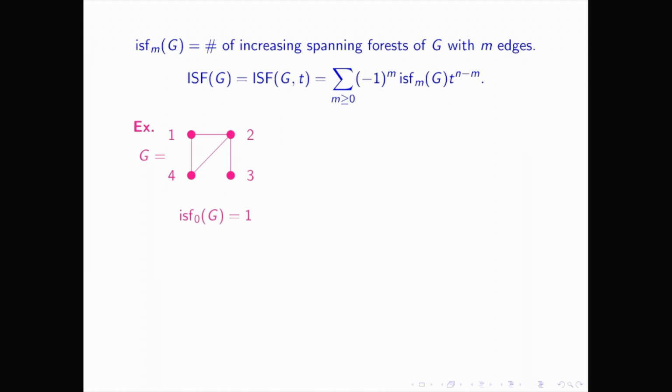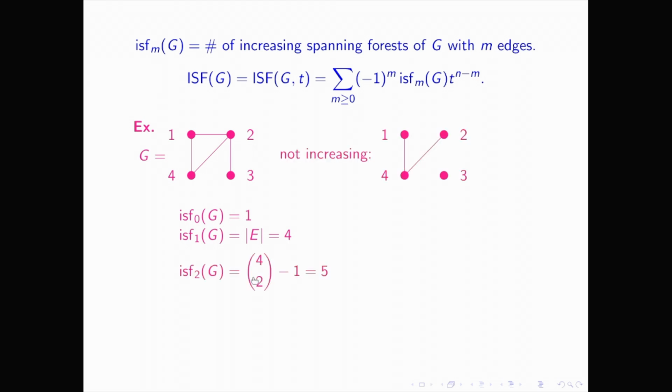What about if I'm allowing myself one edge? Well, think about it. If I've got a tree that consists of one edge, it's got a smaller vertex and a larger vertex. So if I walk from the smaller vertex to the larger vertex, is that an increasing sequence? Yeah. So any single edge is an increasing tree. So ISF1 is just the number of edges, which in this case is 4.